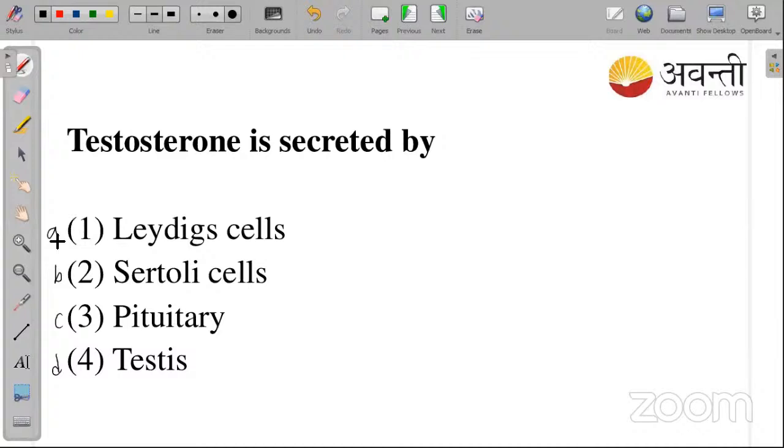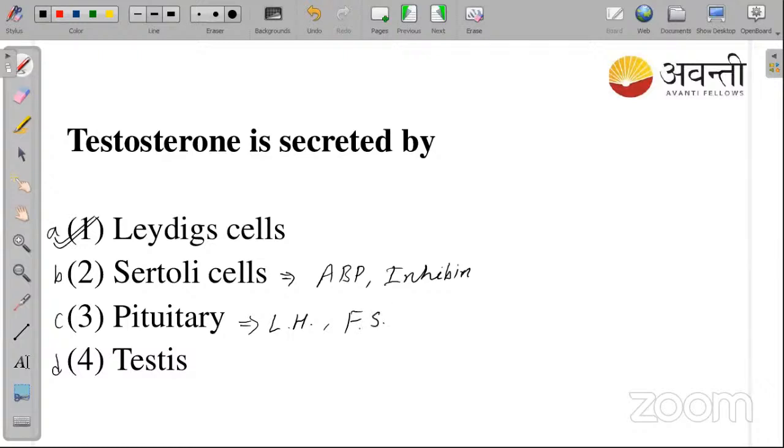So you already know testosterone is secreted by the Leydig cell. What does the Sertoli cell secrete? That is ABP and inhibin. ABP is responsible for the secretion of testosterone, and inhibin is responsible for the stoppage of the reaction, you can say. Next, what will the pituitary secrete? It secretes LH and FSH.